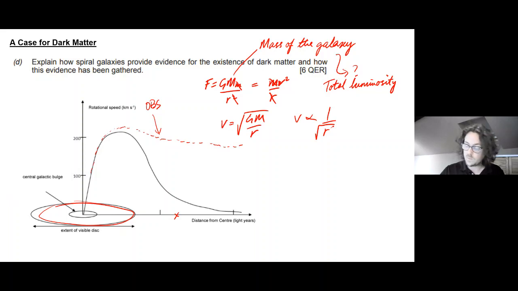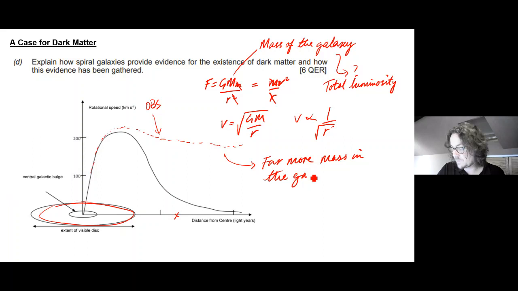So from that, as I say, we're able to make that prediction. What would appear to be the case with this observation is that there is far more mass in the galaxy. We say that because the predicted v is far less than the measured v.